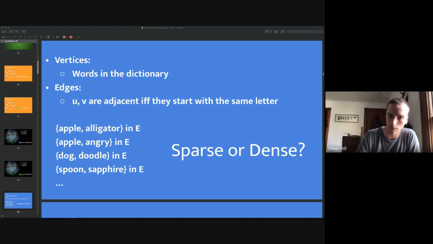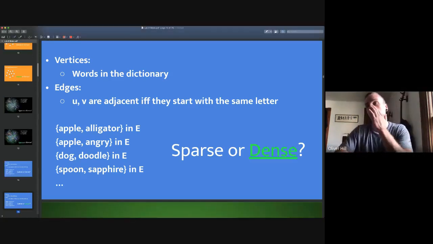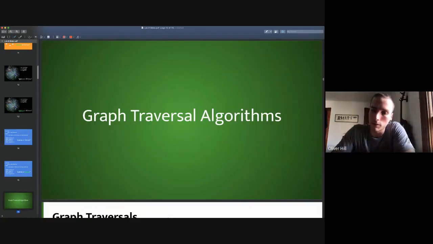Does that make sense? Okay, great. So yeah, this is dense. All right, graph traversal, O of V would be less than V squared, yep.